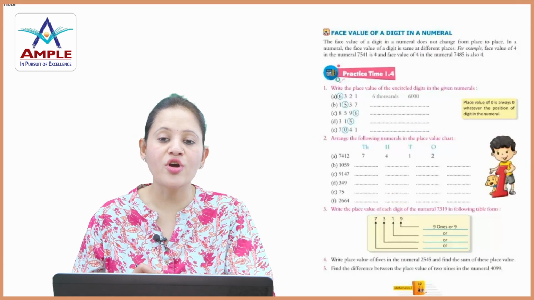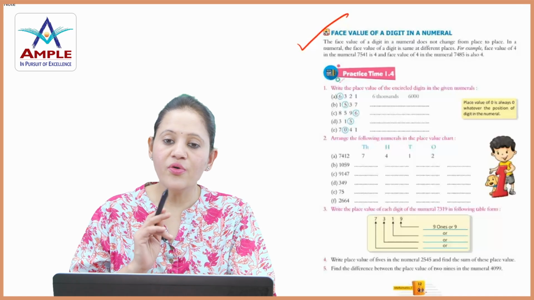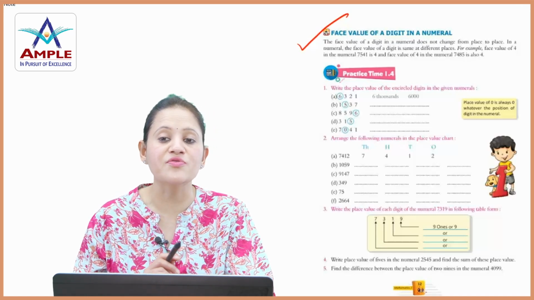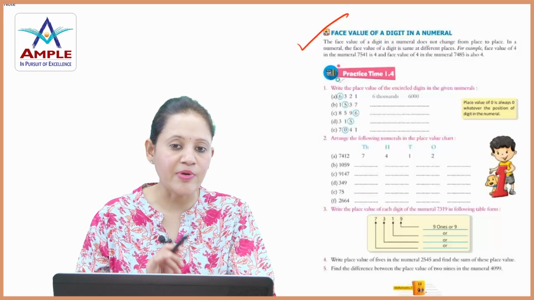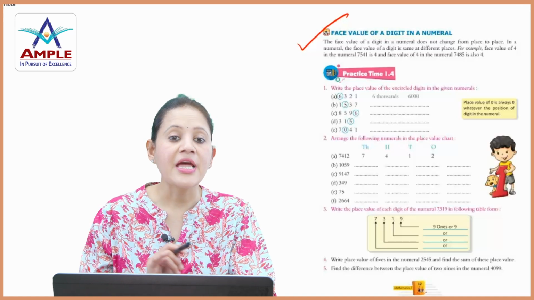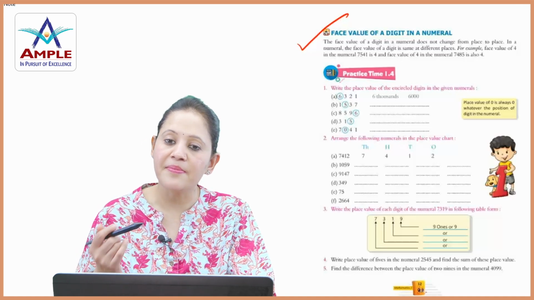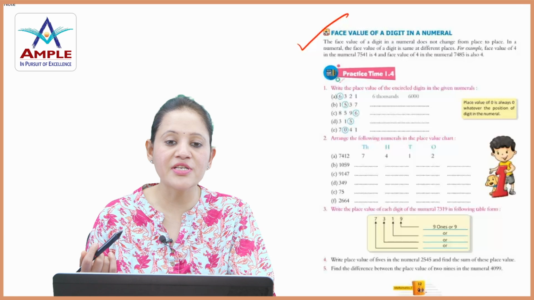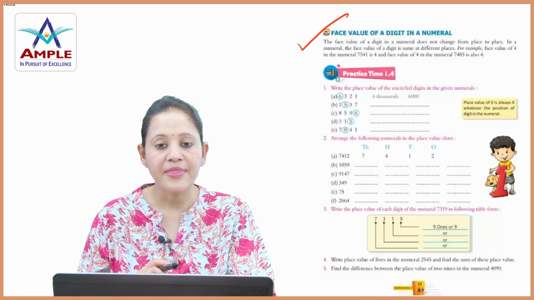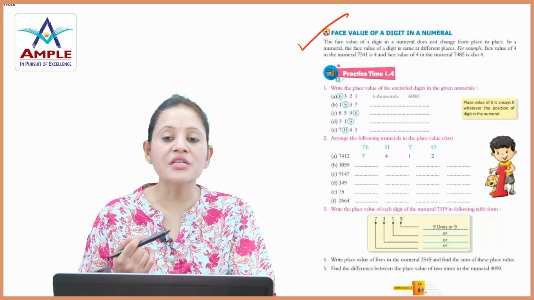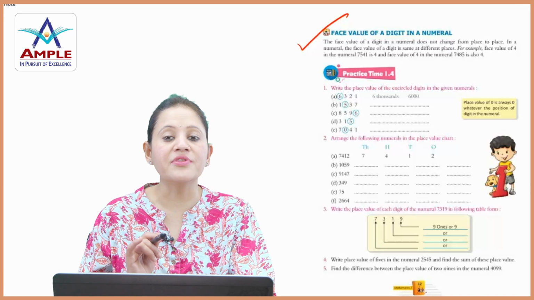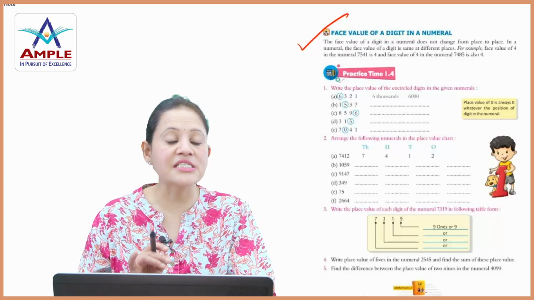Next is face value of a digit in the numerals. So now we will read about the face value. The face value of a digit in the numeral does not change from place to place. So it does not depend upon the place in which the digit is in the given number. For example, the face value of 4 in the numeral 7541 is 4. The face value of 4 in the numeral 7485 is also 4. The face value of a digit is the digit itself.